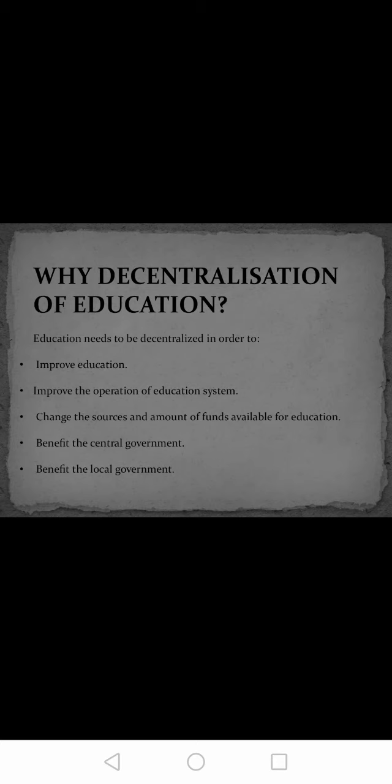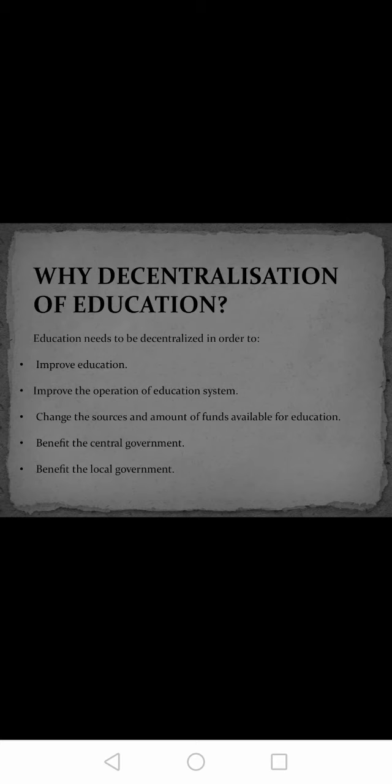This can be achieved by increasing the efficiency of allocation of resources and utilization of resources, the use of information about issues, problems, or innovations, thereby increasing efficiency. The third is to change the sources and amount of funds available for education. This can be achieved by increasing the overall amount of money spent on education and shifting the sources of funding from one social group to another.